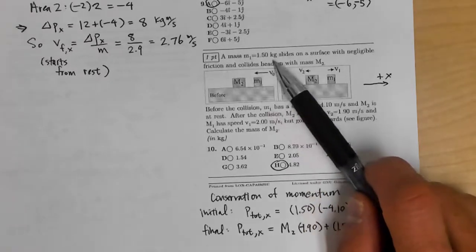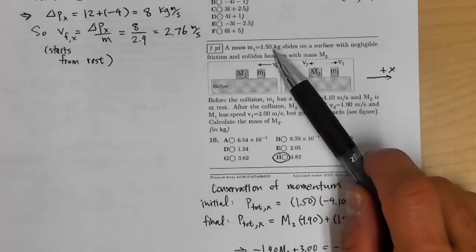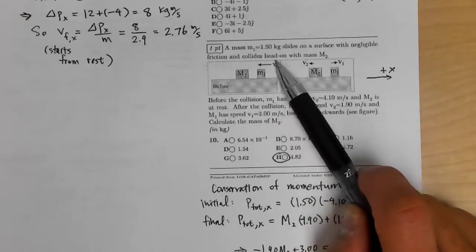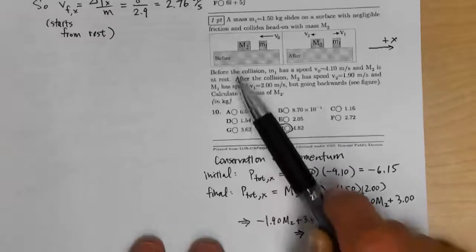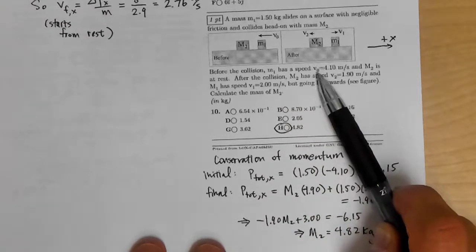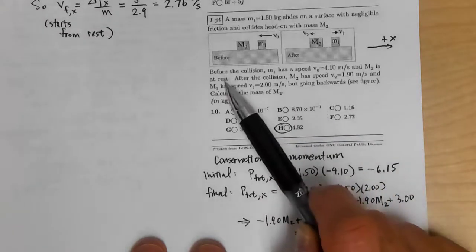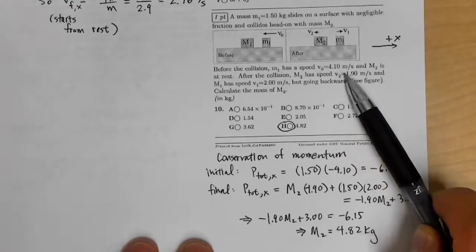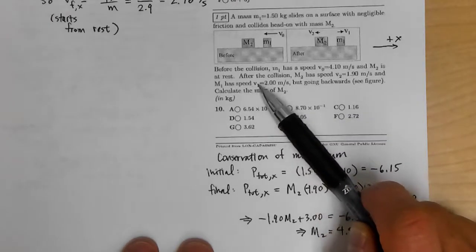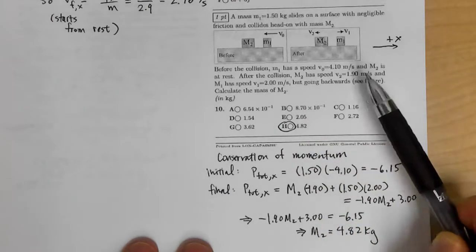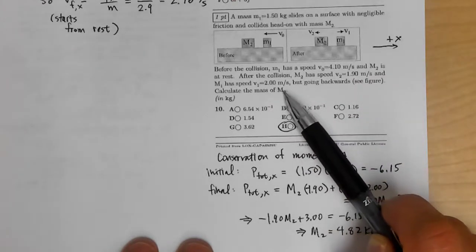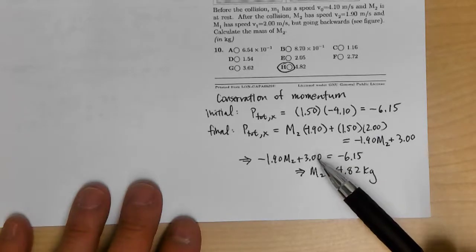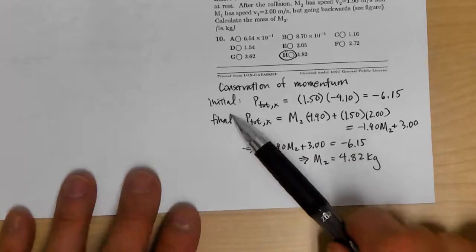Last problem. A mass M1 with mass 1.50 kilograms slides on a surface with negligible friction, collides head-on with mass M2. Before the collision, M1 has a speed v0 equal to 4.10 meters per second. M2 is at rest. After the collision, M2 has speed 1.90, and M1 has speed 2.0 meters per second, but going backwards. Calculate M2. So this is just conservation of momentum. They give us enough information to just need one equation.